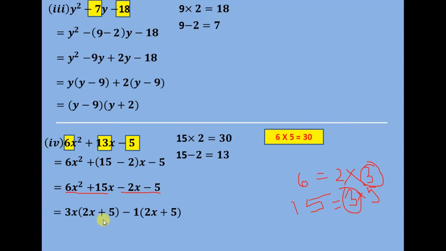From here, 2x plus 5, 2x plus 5 is common. So when I take 2x plus 5 common out, we'll get 3x minus 1. So that's it.